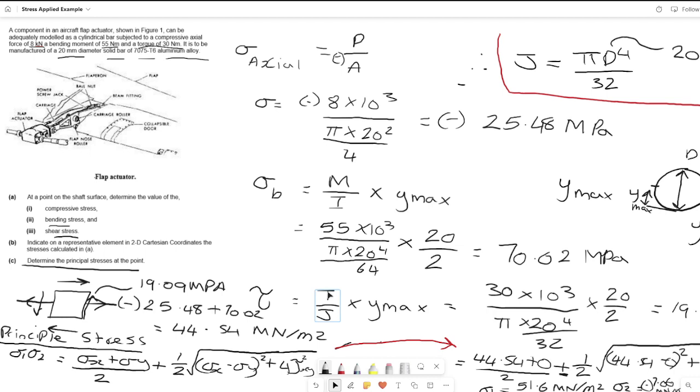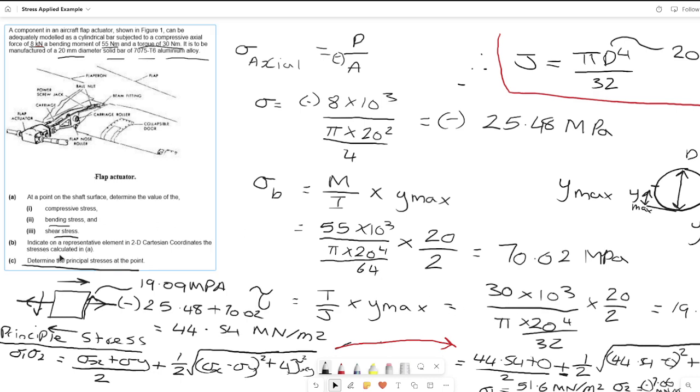So the torque would be 30 times 10 to the 3. We've got J, which would be pi times 20 to the 4 over 32. And then y max would be 20 divided by 2. You could really put 10 there, but I've just included that for explanation. Once we put that into our calculator, that gives us 19.09 megapascals.